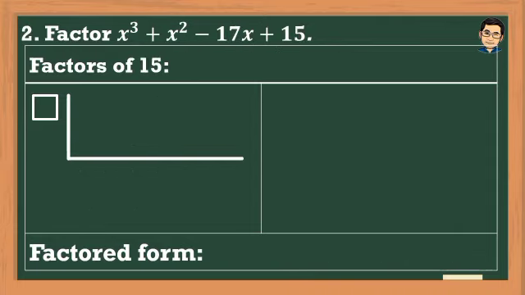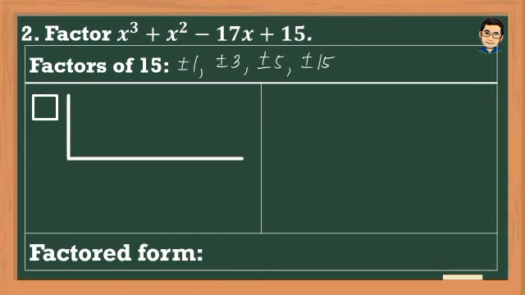So, let's have number 2. Factor x cubed plus x squared minus 17x plus 15. As you can see, yung constant term natin, 15, nag-e-end sa 5. So, kapag ganyan po, nag-e-end sa 5 or 0, usually may mga factors sila na 5. So, yung pwede natin gamitin dito na factors of 15, positive negative 1, positive negative 3, positive negative 5, and positive negative 15. So, sabi ko nga kanina, divisible by 5, so pwede natin gamitin yung 5 or negative 5.